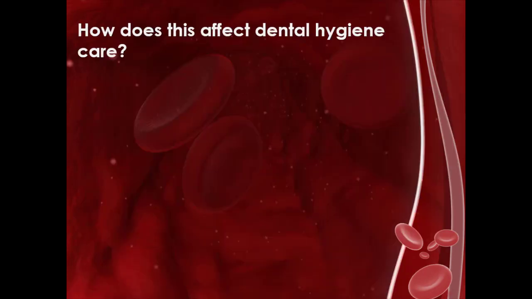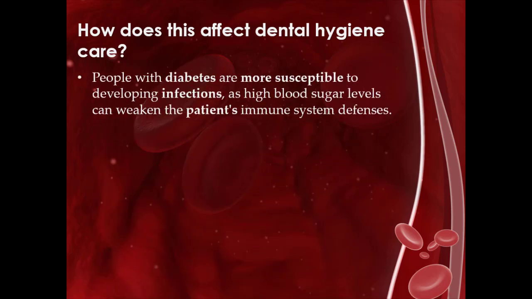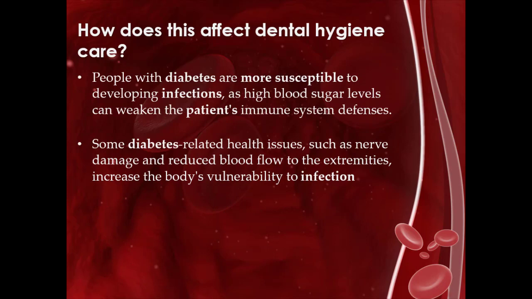So how does seeing a diabetic patient affect dental hygiene care? Well, we know that a patient that has uncontrolled diabetes is at a higher risk for developing infections. The glucose levels can weaken the patient's immune system if they're too high for an extended period of time. These patients may also have nerve damage and reduced blood flow. This is going to also increase their body's vulnerability to infection, and their wounds will heal much slower.